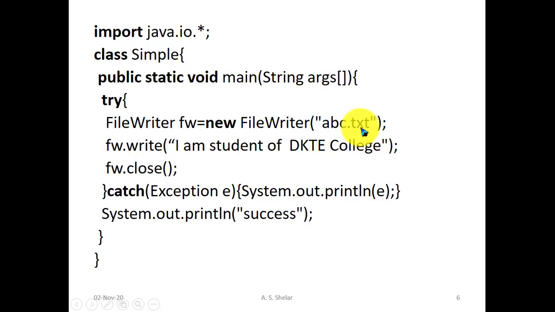If you don't want this, we have to use append mode, and append mode is like this: FileWriter fw is equal to new FileWriter, and here abc.txt, then give a comma and pass a second parameter to the constructor, which is a boolean parameter, either true or false, and you have to pass true. When you pass true, then abc.txt, if it is already available or it is created, the data is not overridden, it is appended to the previous data. So you have to pass the true parameter for abc.txt. So it is append mode.